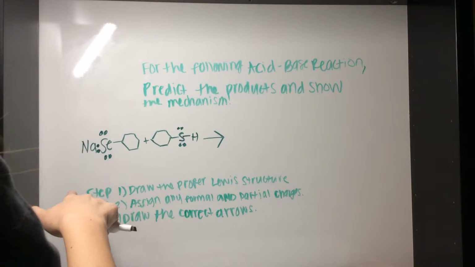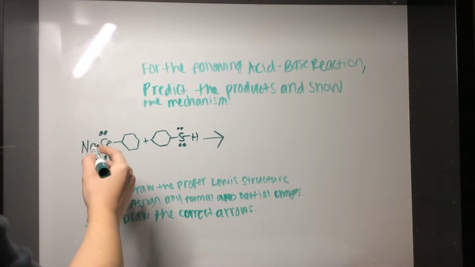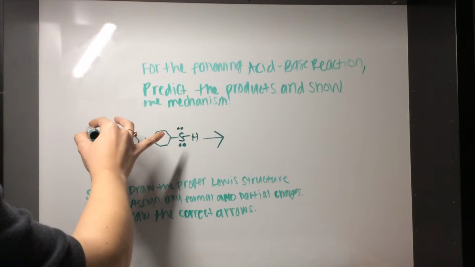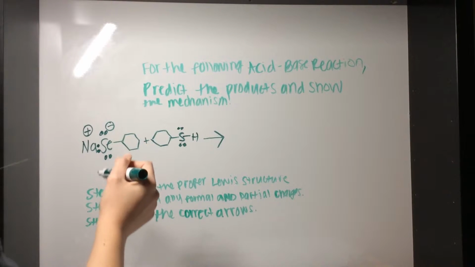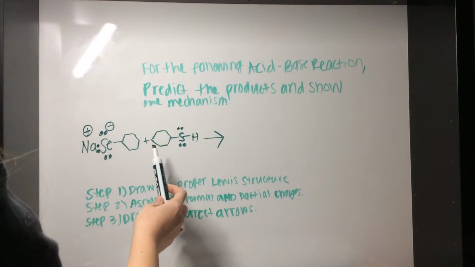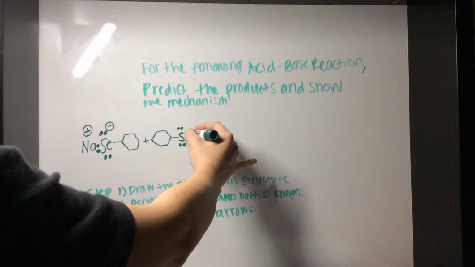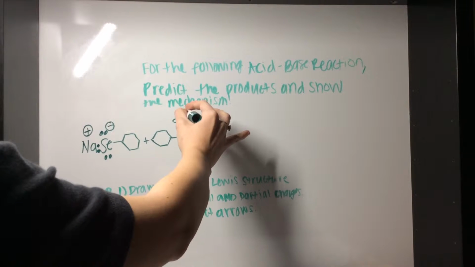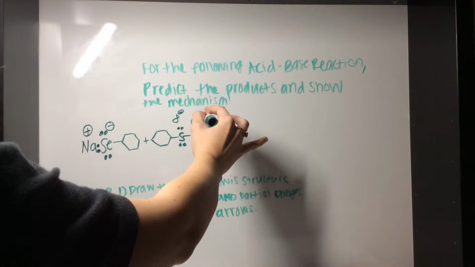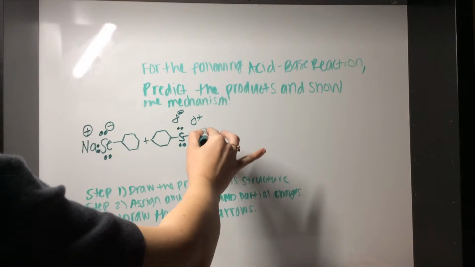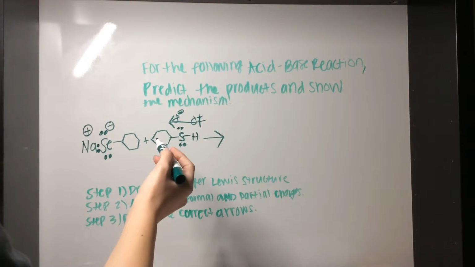So for step 2, it says assign any formal charge and any partial charges. Since we said this is ionic, this is going to have a full positive charge, and the selenium took the electron from sodium, so we have a full negative charge. And for the partial charges, which is also the inductive effect, the more electronegative atom is going to take a partial negative charge, and the hydrogen, because it's less electronegative, is going to take the partial positive charge, which means that it's going to have an overall electromagnetic pull towards the sulfur.